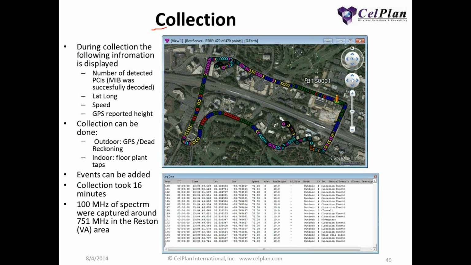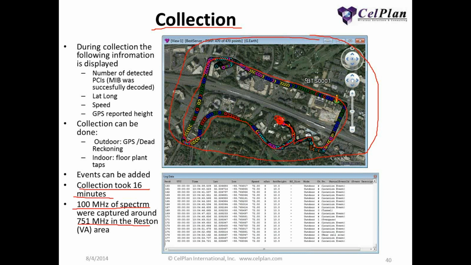Then we have the collection phase. During the drive test, basically what we did here, we did a drive test starting here. Here are our offices in Western Virginia, and basically we did a loop around, and we came back to the office, and we collected the data. It was about 16 minutes of collection. We collected 100 megahertz of spectrum, around 75 megahertz in this area.